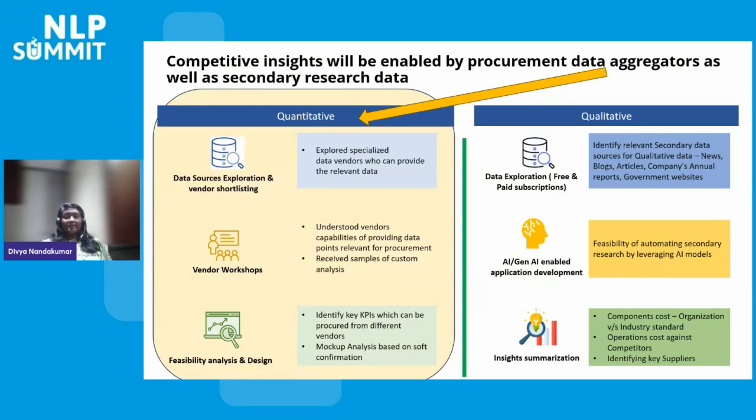So, the analysis could be broadly classified into quantitative analysis and qualitative analysis. The quantitative analysis is much enabled by the procurement data aggregators, or you could say the third party data providers. Let's take a look at a few examples as to what are the kind of KPIs that you can evaluate with a quantitative analysis.